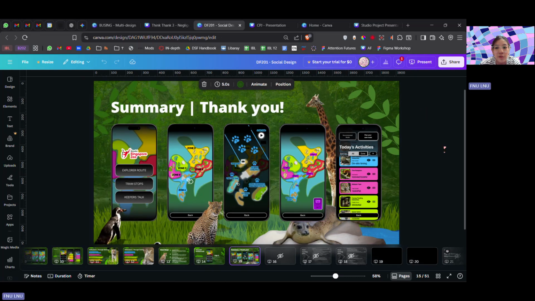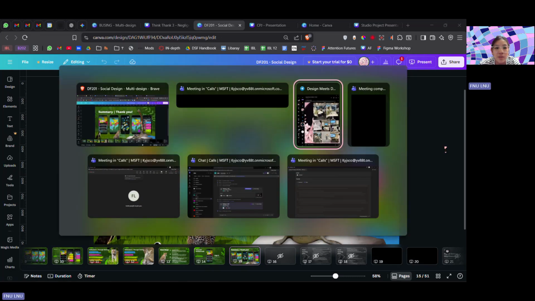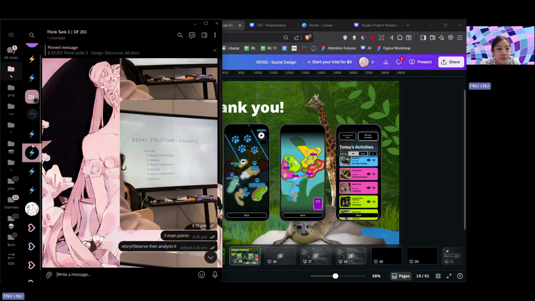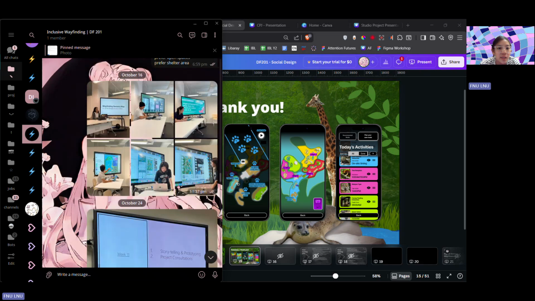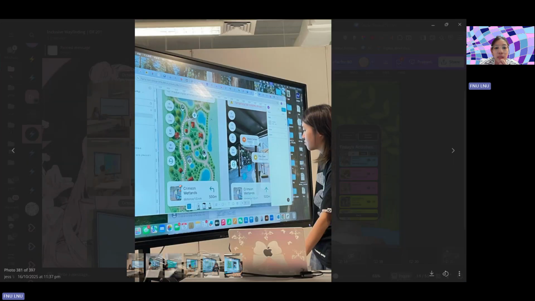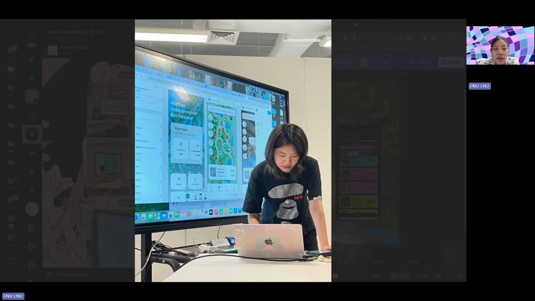Oh yeah, so for the zoo one, there were also people with different projects. Just now that one was mine. This is another person's one. Her name is Cici. She's also one of my classmates. So everyone has different designs for their digital sensory map.